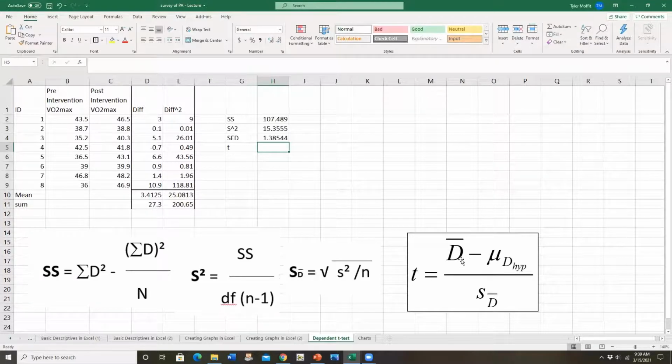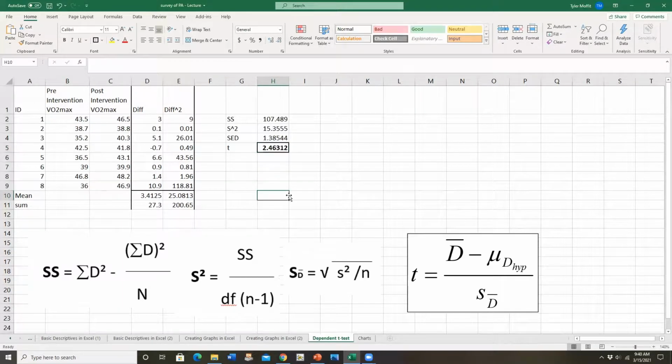And finally, my t statistic. The numerator is the mean difference minus my hypothesized difference. Based on my null hypothesis, I assume that there is no difference pre and post, so that will be 0 always as long as we have a null hypothesis. Then divided by my standard error of the difference, and I calculated my t statistic here.